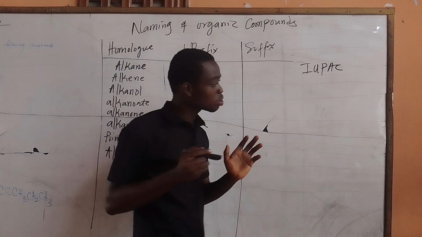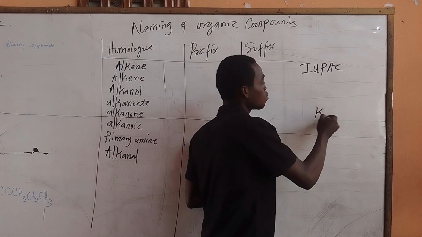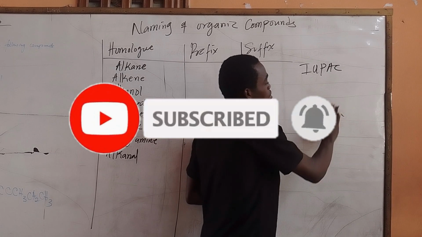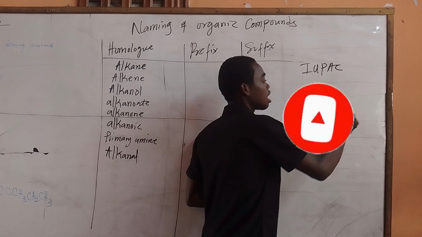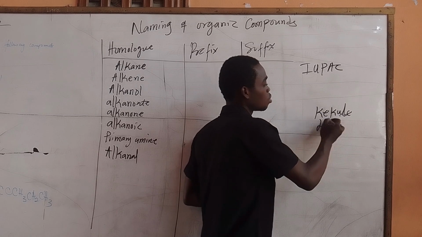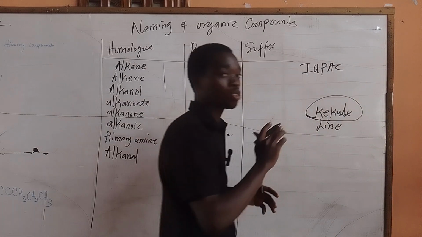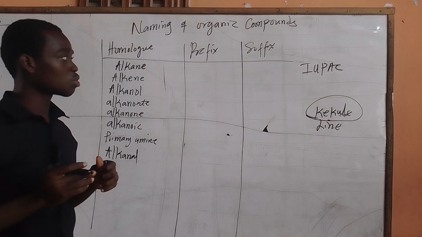And when we're talking about the structural formula, we have two types. We have the Kekulé structure and we have the line structure. But on this channel, firstly, we'll be dealing with the Kekulé structure before we talk about the line structure.